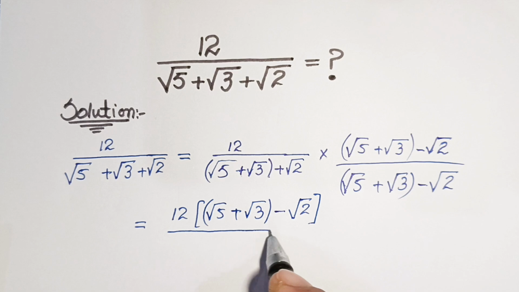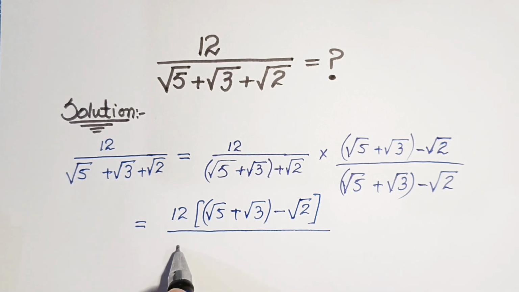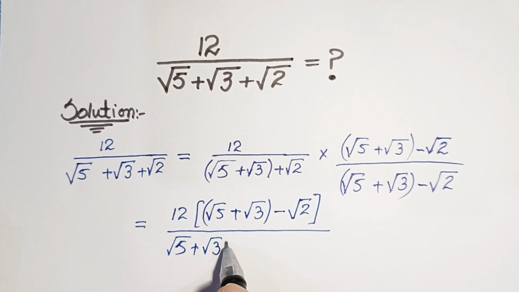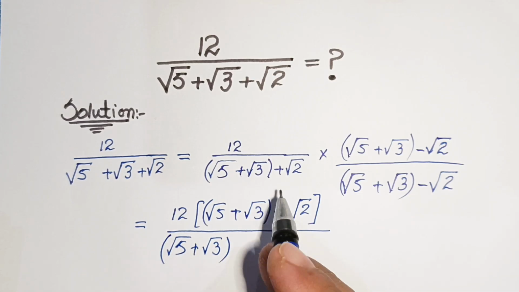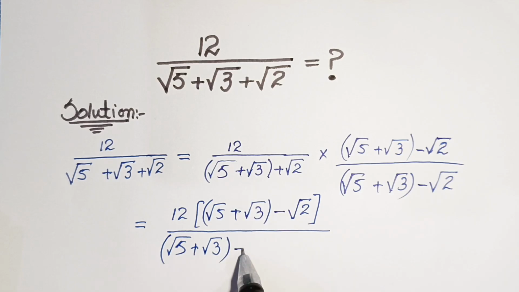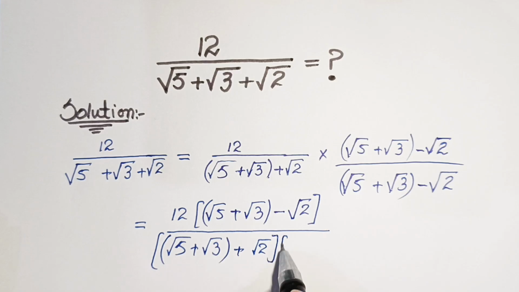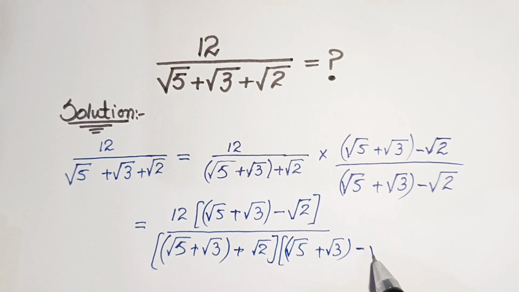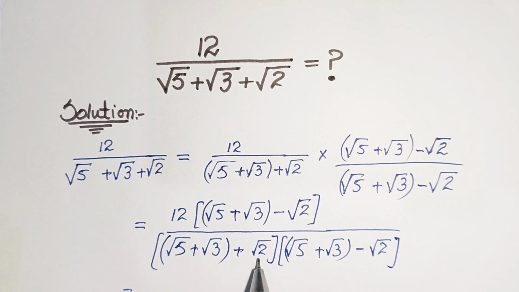all over. Here we can write square root of 5 plus square root of 3, that is plus square root of 2, multiplied by square root of 5 plus square root of 3, and here we have minus square root of 2. So now in the denominator we see that it is our a and it is our b.